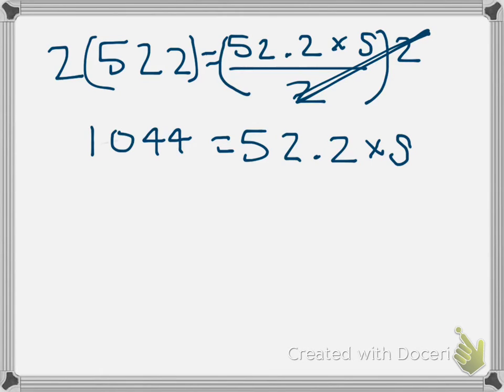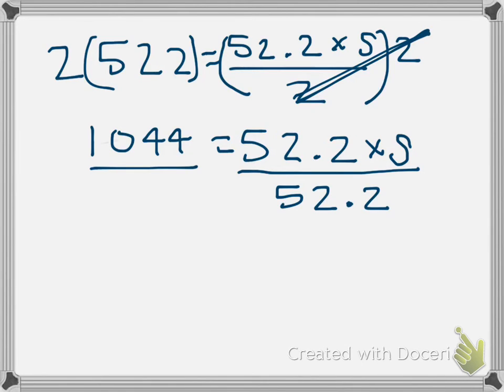The last step to get S by itself is going to be to divide both sides by 52.2. We have to undo that multiplication. So to do that, we have to divide. And 1044 divided by 52.2 gives us 20.